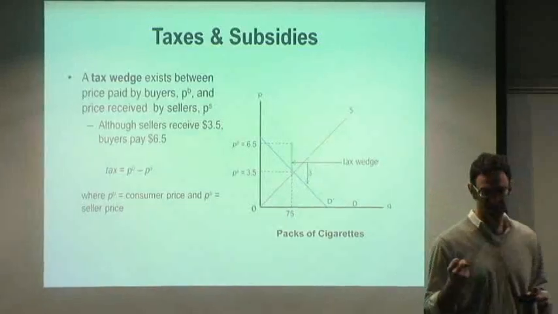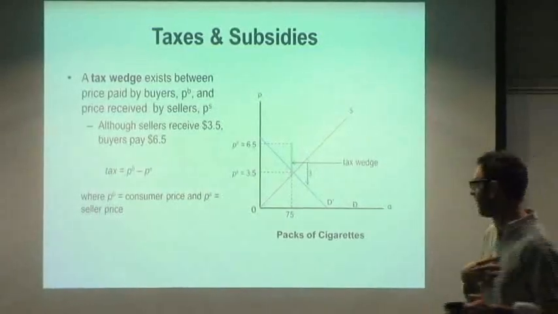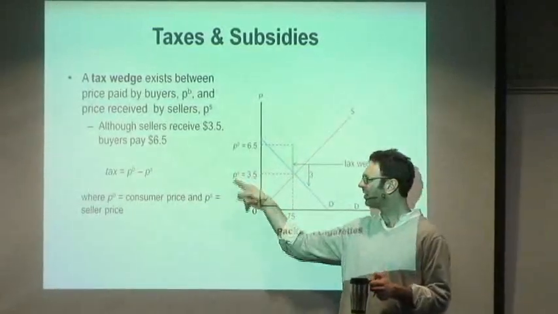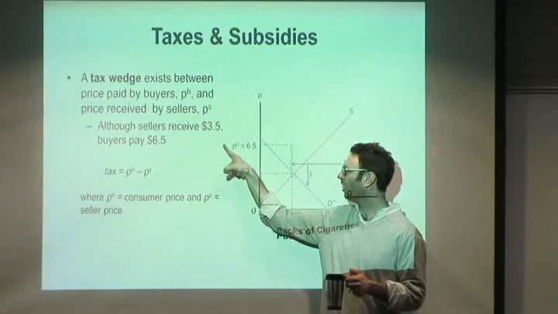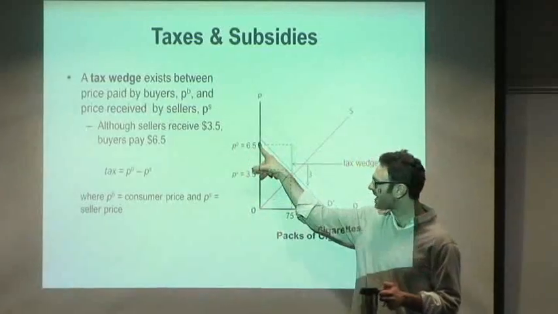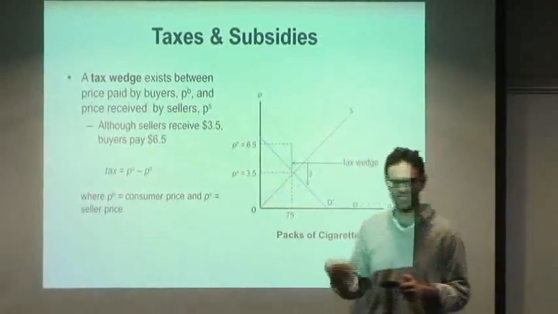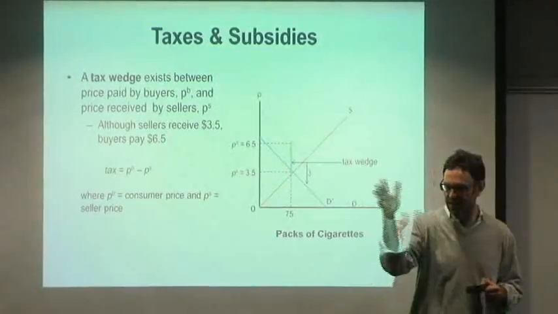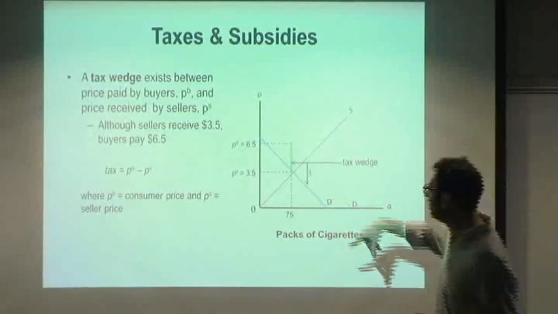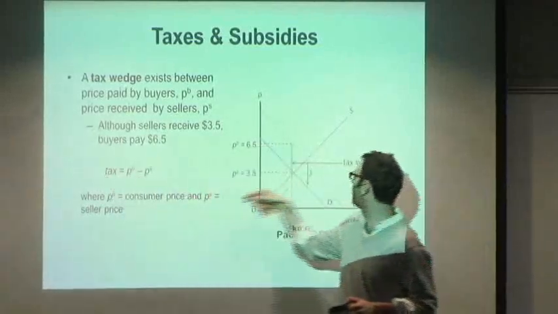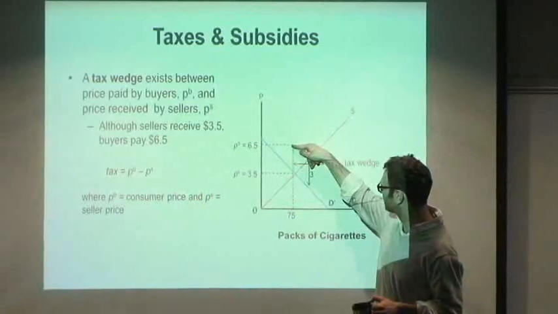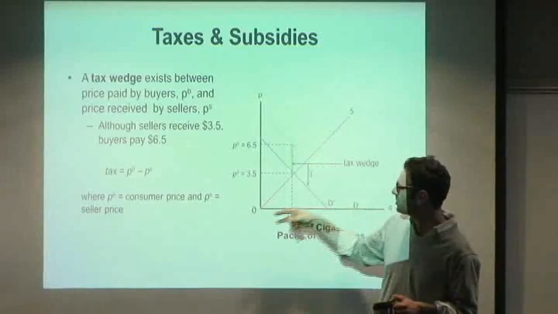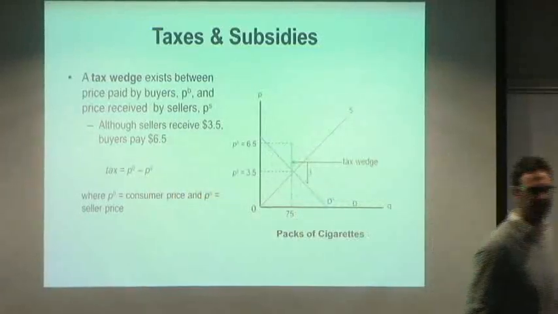I take my cigarettes home with me, but now as a buyer, I need to write a check to the government for $3 more. So even though I pay $3.50 at the counter, I have to pay $3 more to the government. So the price that I actually pay, my PB, is $6.50. And the price that the seller receives, PS, is $3.50. It's the exact same example as we had before. The tax itself, which is the difference between $6.50 and $3.50, and is denoted by this green line, is just PB minus PS, $6.50 minus $3.50.